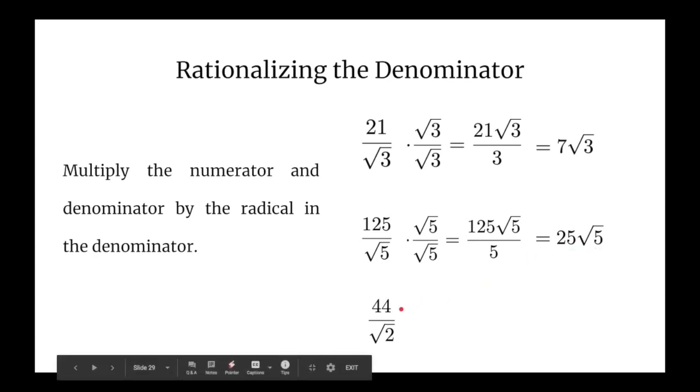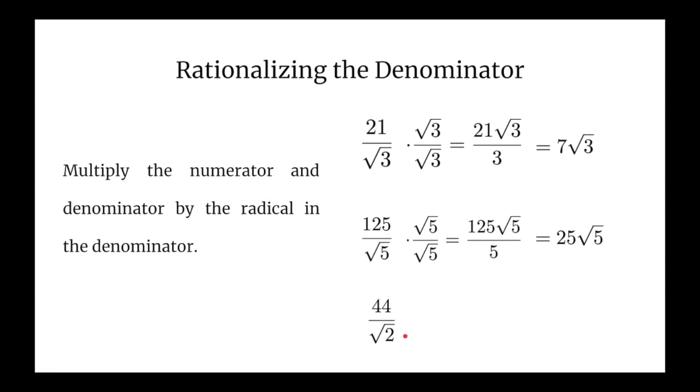Finally, we have 44 over root 2. If we multiply by root 2 over root 2, that gives us 44 root 2 over 2. And then dividing gives us 22 root 2.